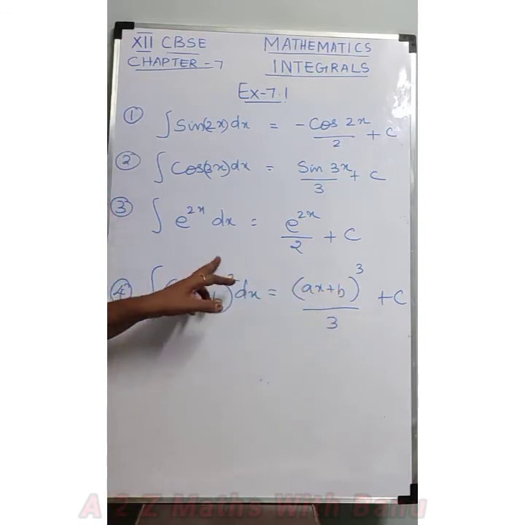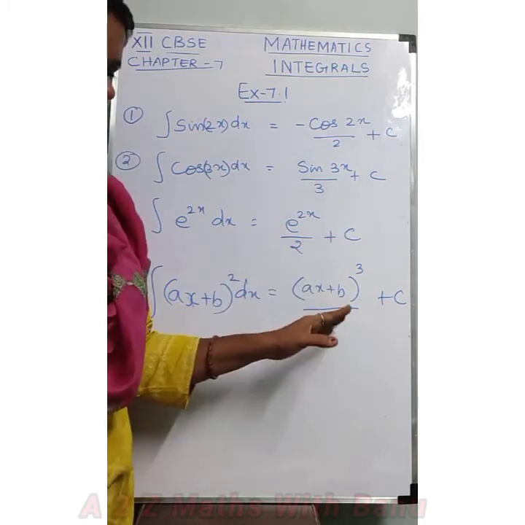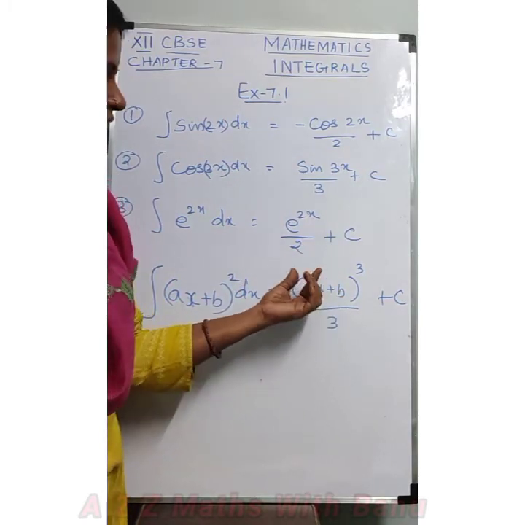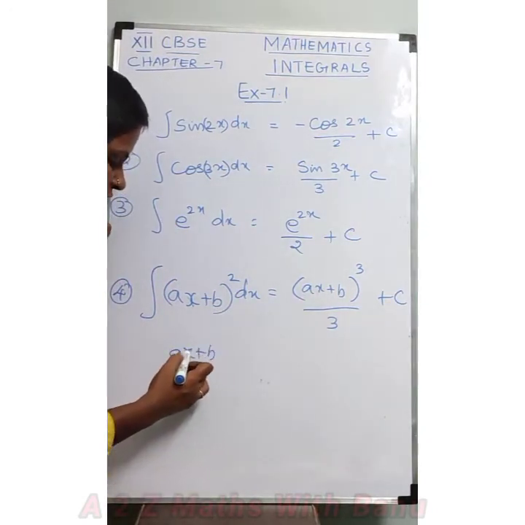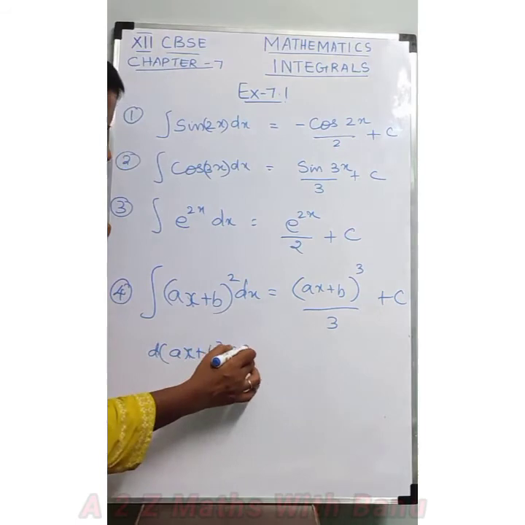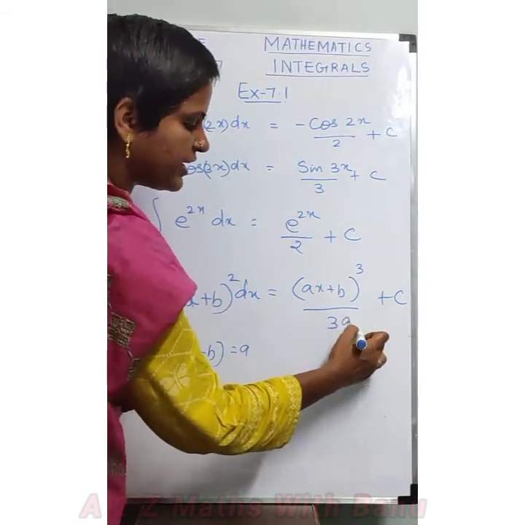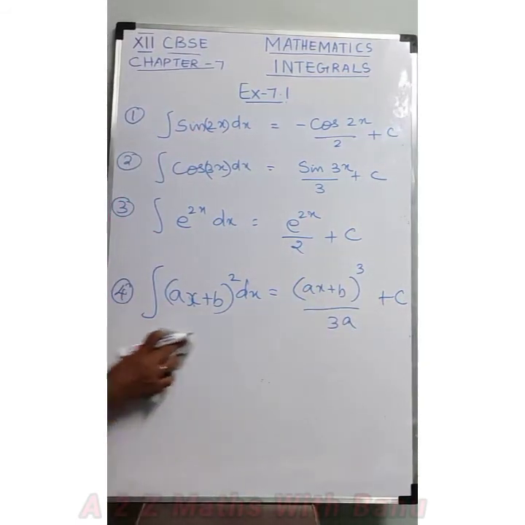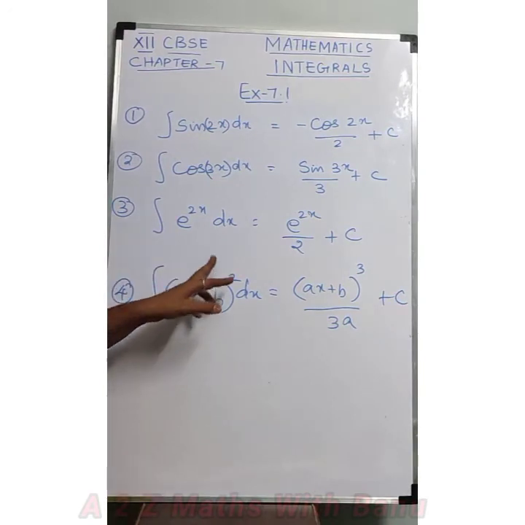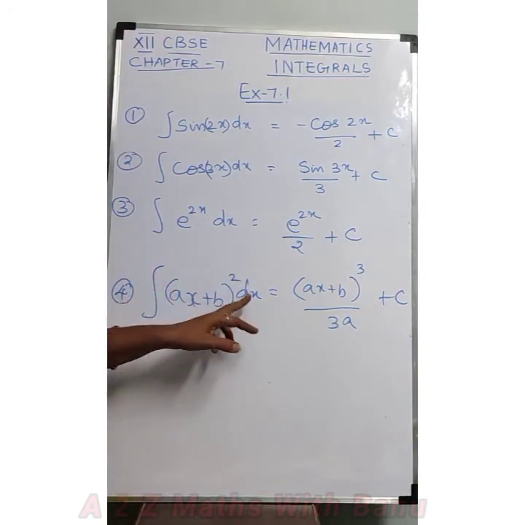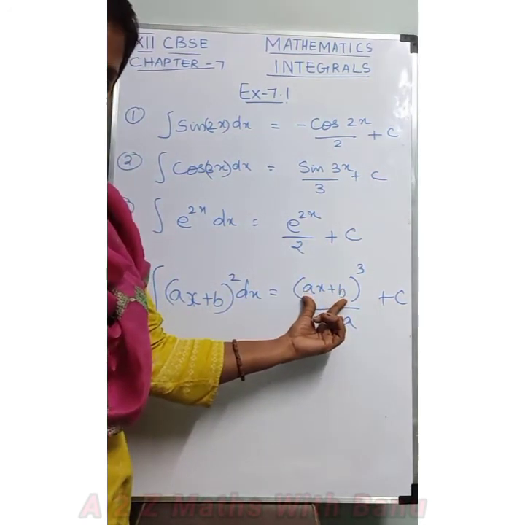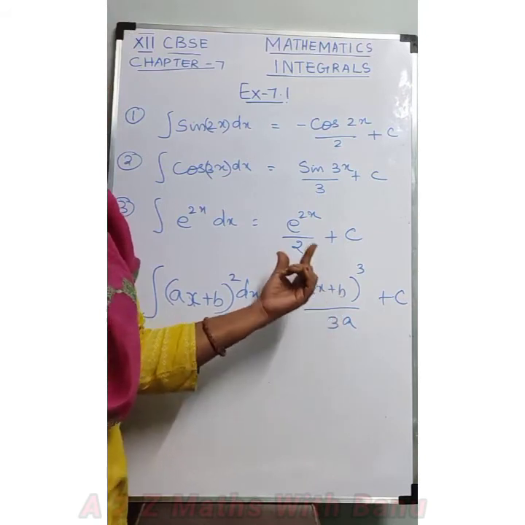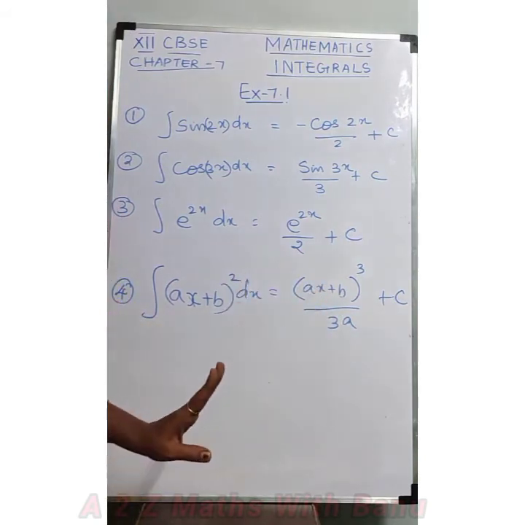Whereas we don't have x itself. If at all we integrate x square dx, its integration is x cube by 3. Here we don't have x but a function of x. What is the derivative of ax plus b with respect to x? It is going to be a. That has to be divided here so that we get 3a. Again I explained, x square with respect to x has integration x cube by 3. Here we don't have simply x but ax plus b, whose derivative is a, that has to be divided here.